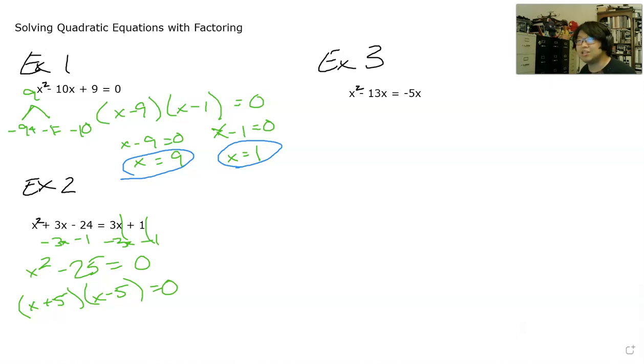Okay. And again, just set them both equal to 0. I can actually skip that little extra step in here. You don't have to do that, okay? But it should be x equals 5, okay, and x equals negative 5 for my solutions on that one. Oops, try the right color.